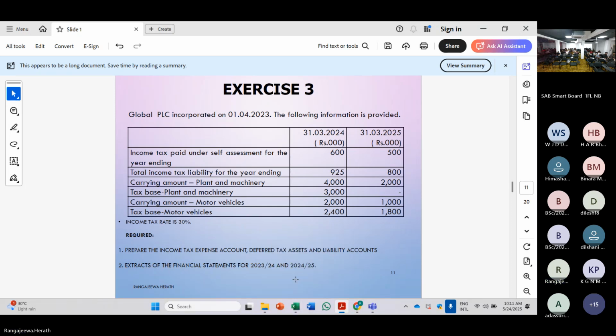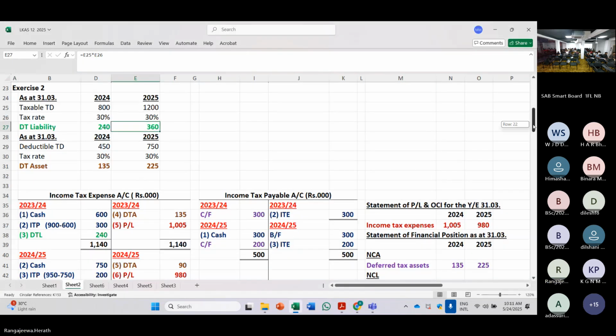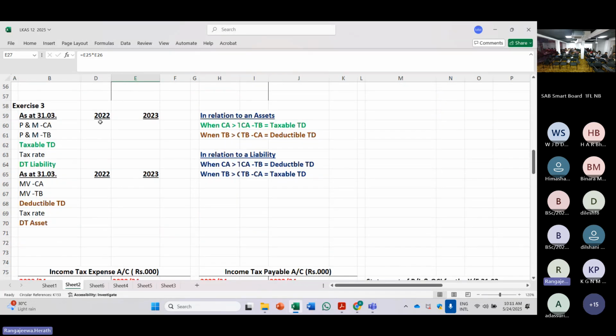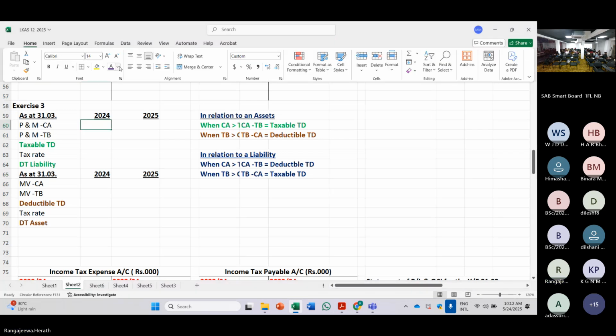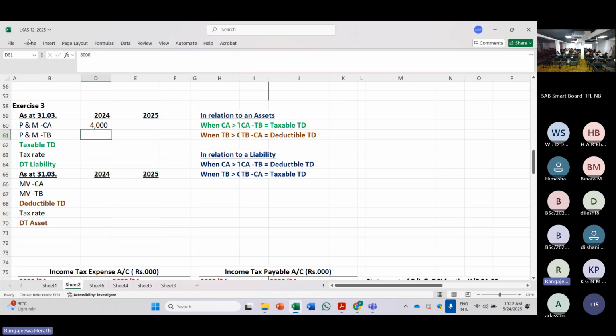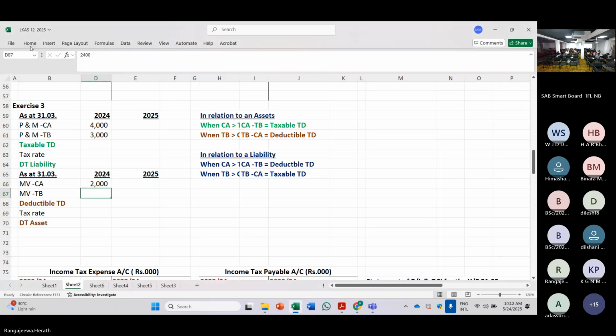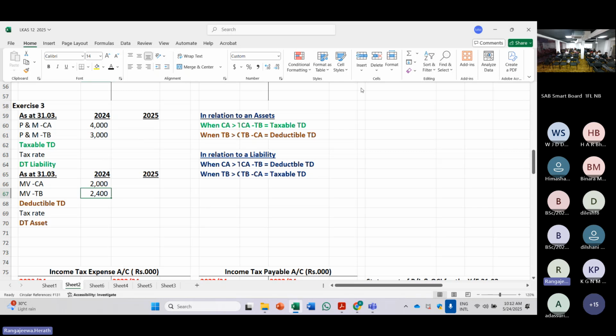So we can first take these values for the deferred tax asset and liability calculation. Plant and machinery, 2024-25. The carrying amount is 4,000. Tax base 3,000. Motor vehicle carrying amount 2,000. Tax base 2,400.